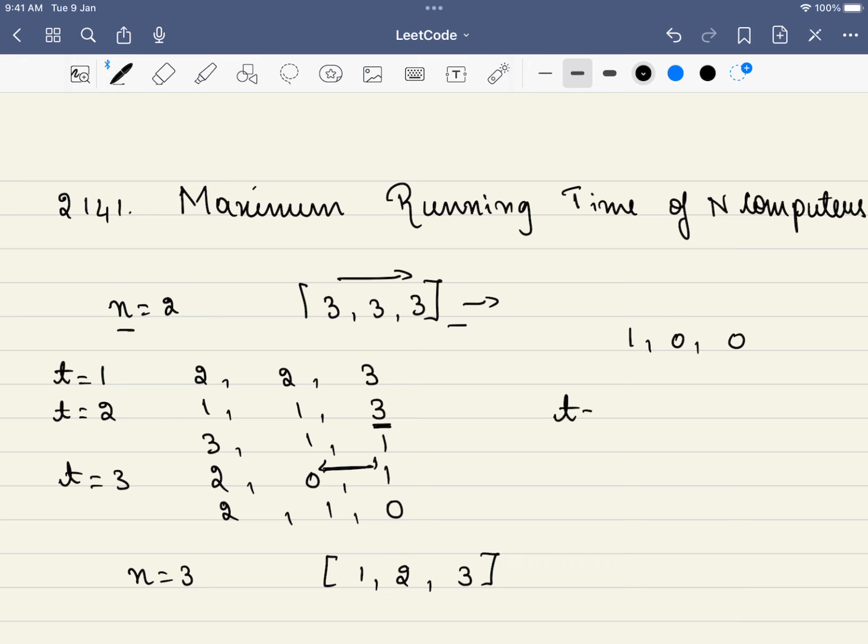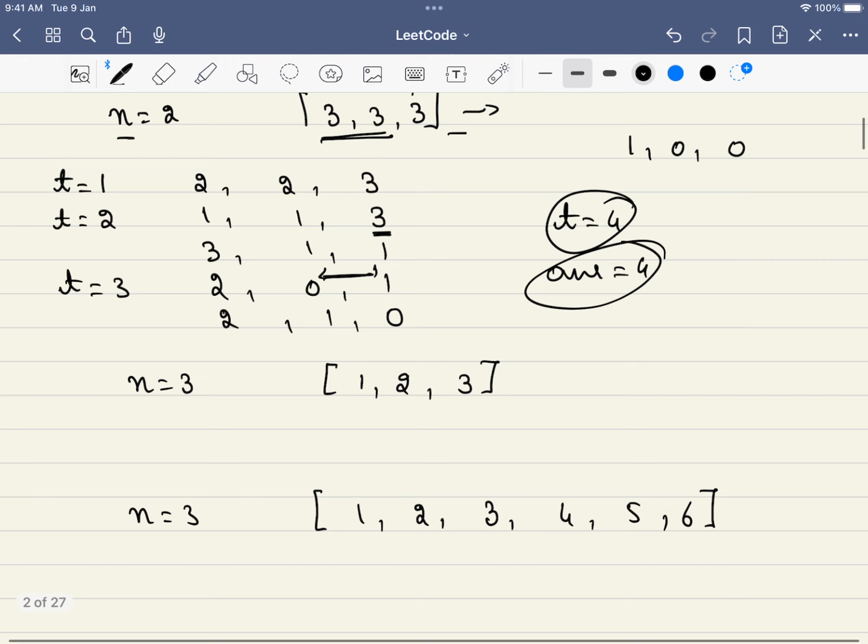So the answer in this case is t is equal to 4. Our answer will be equal to 4 in this case. But if we run straight forward, our answer will be just 3. Why? Because just by exchanging one battery we will not be able to run the other computer, right? So now what is the approach?